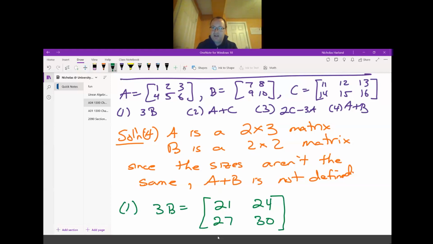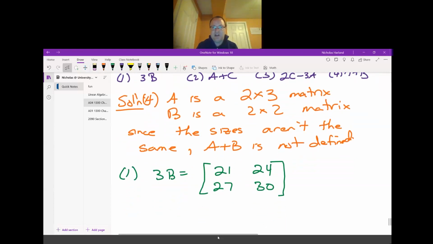Multiplying by a constant is fairly straightforward. We're just multiplying every entry inside that matrix by that same constant. So 7 times 3 is 21, 8 times 3 is 24, 9 times 3 is 27, 10 times 3 is 30. Multiplying a matrix by a constant tends to not be the most complicated thing, unless you make some arithmetic mistake. Multiplying matrices is the complicated one, and we'll get to that.